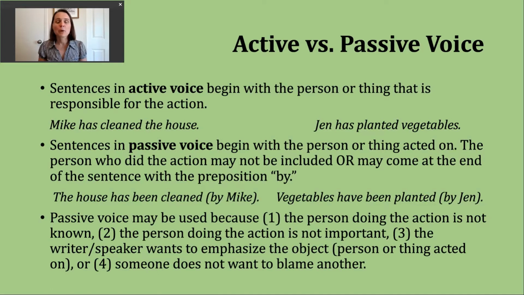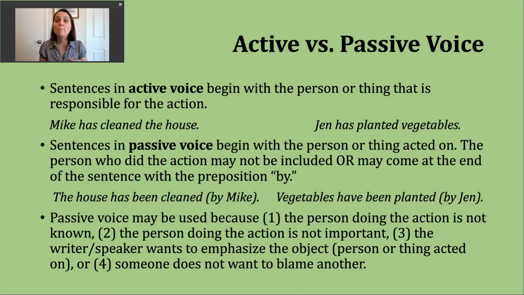All this week, we've been focusing on the active versus passive voice, and we're going to continue doing that by looking at the present perfect today. So as a quick review, in case you're just tuning into this video first in the week, you should know that an active voice sentence begins with the person or the thing that is responsible for an action. Here's an example. Mike has cleaned the house.